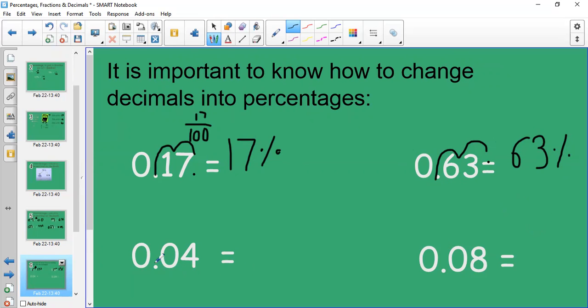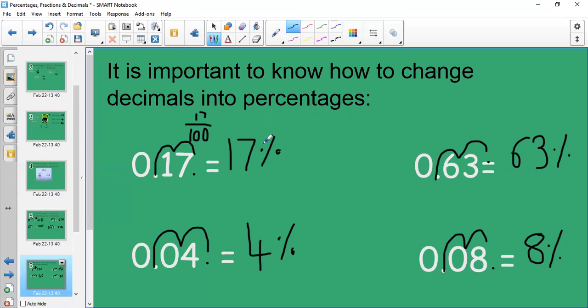What about this one? 0.04. Again, if we multiply this by 100, we're moving our decimal point forward 2 spaces. 1, 2, put the point here. It's just the same as saying 4%. Okay, 4%. 0.08, we multiply it by 100. 1, 2, and that becomes 8%. So 0.08 is the same as saying 8%.